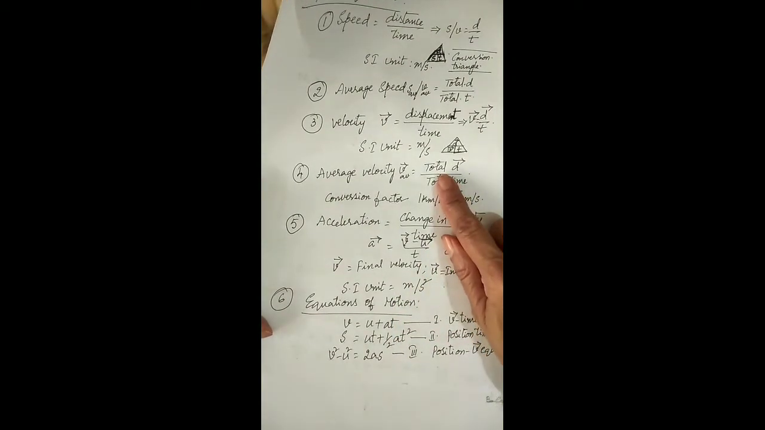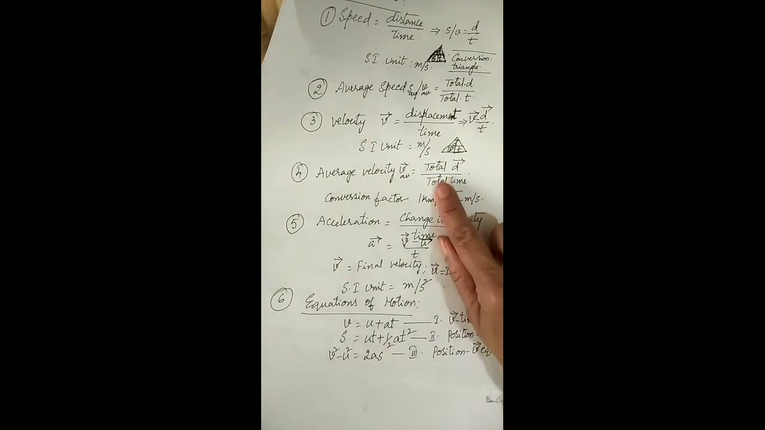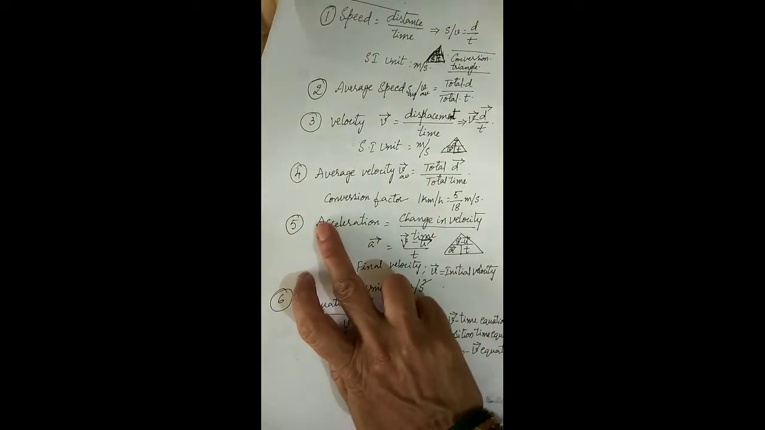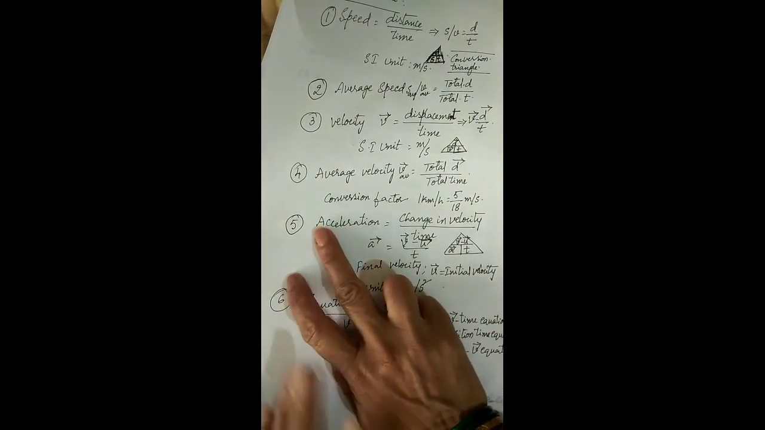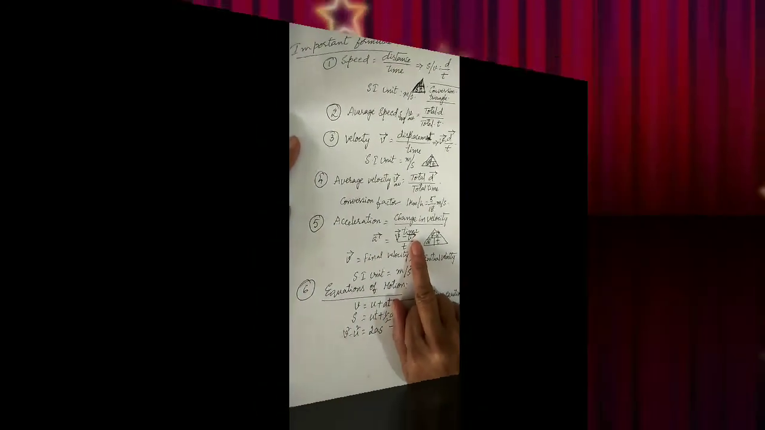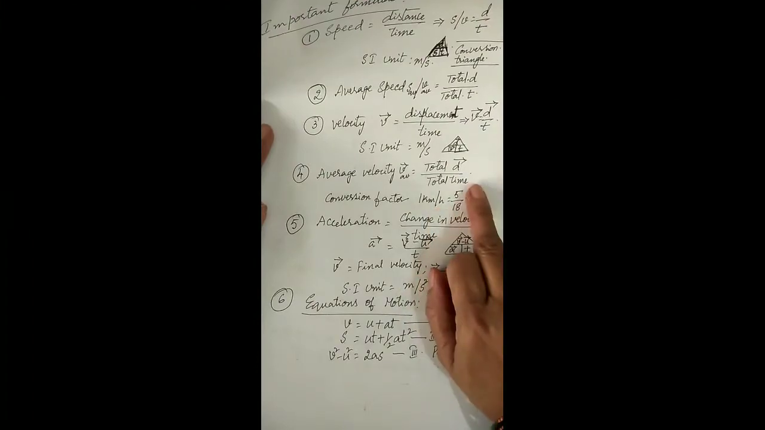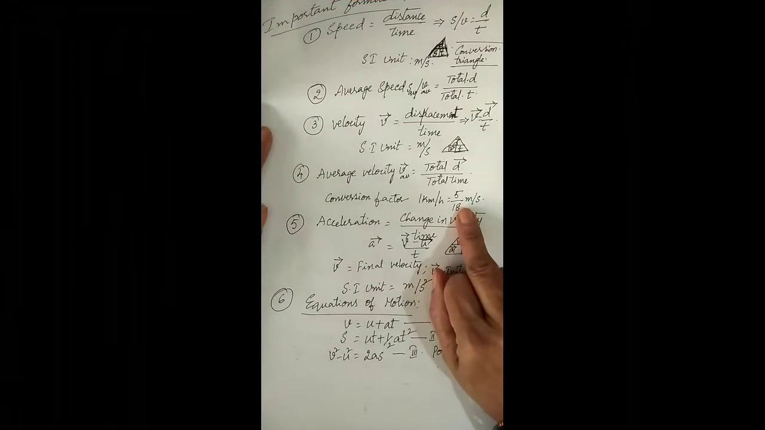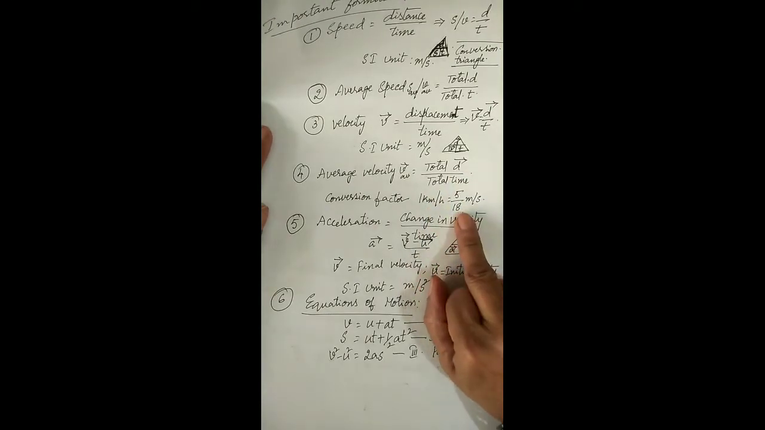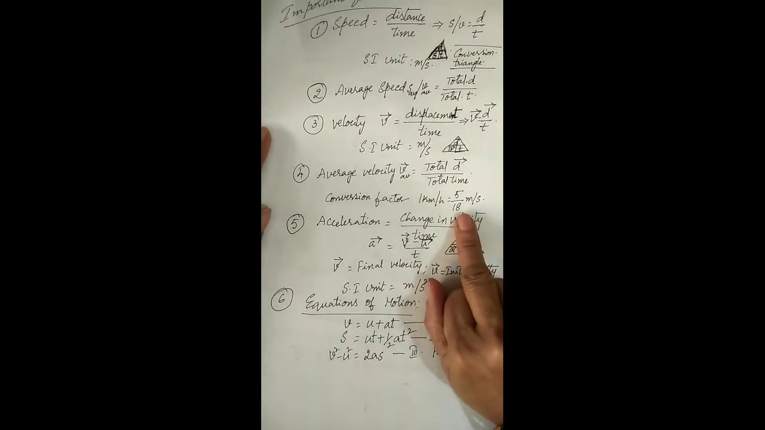Now coming to average velocity: total displacement by total time taken, that is from the shortest distance. You can even write it as initial velocity plus final velocity by 2. Now for the conversion factor, the only SI unit is meter per second. If the question is asked in kilometer per hour, you have to multiply by 5 by 18. If you want to convert meter per second into kilometer per hour, multiply by 18 by 5. Usually you only need to convert to the SI unit.